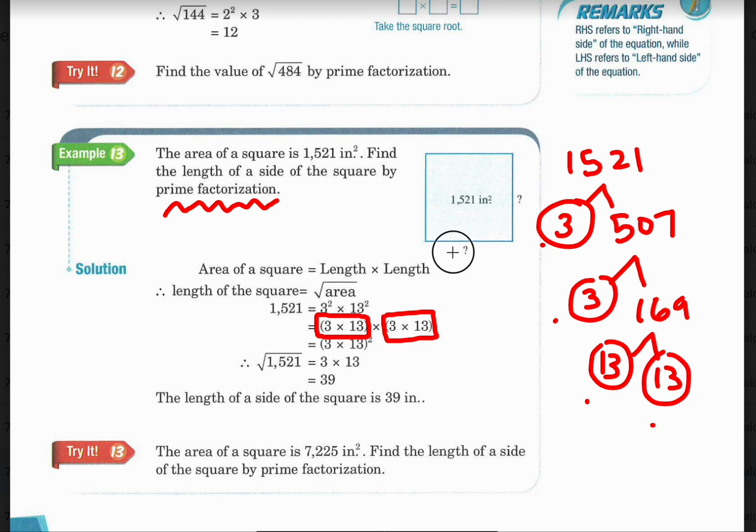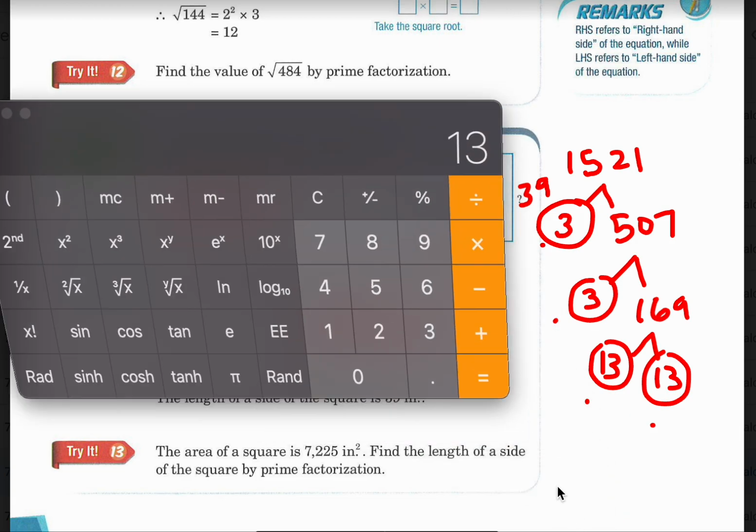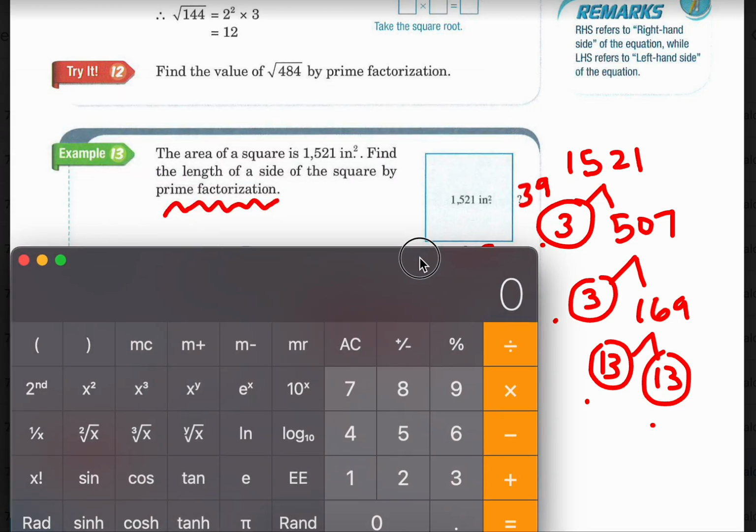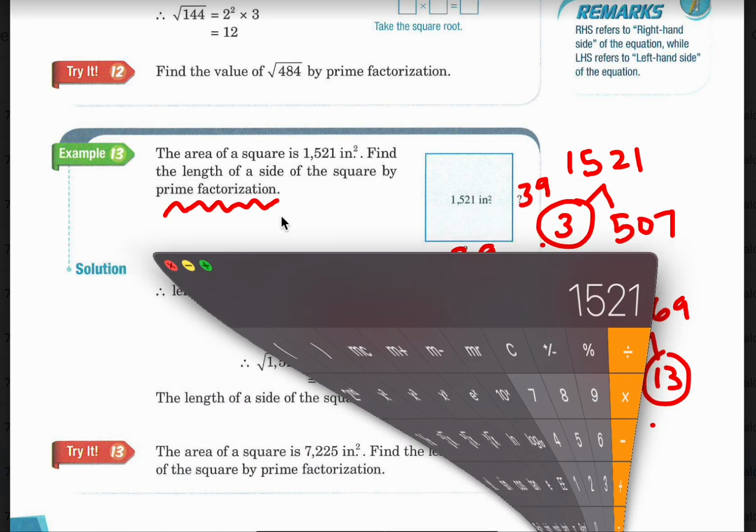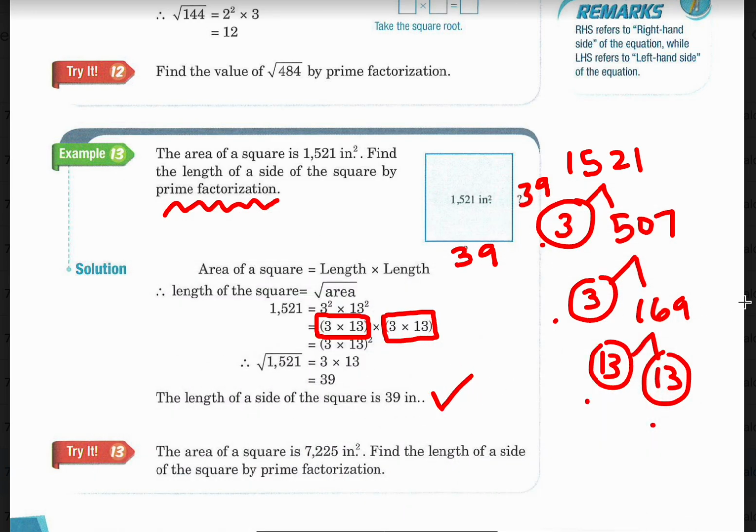So to check my work, if 39 was the length of each side, it should be 39 times 39 to get to my area, 1,521. 39 times 39 is 1,521. Okay, so I know that that is correct because the area of a square is length times length. So I needed to use square root to kind of work backwards and figure out what number had to multiply by itself twice to get to that answer.